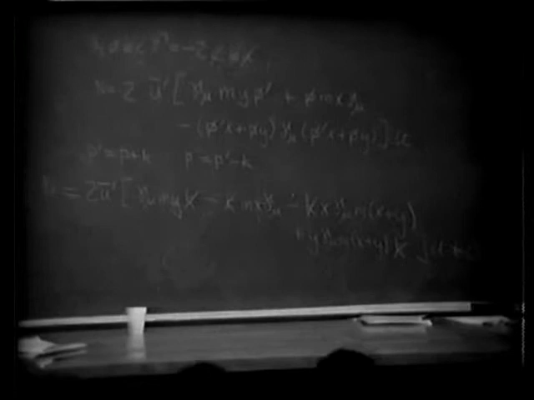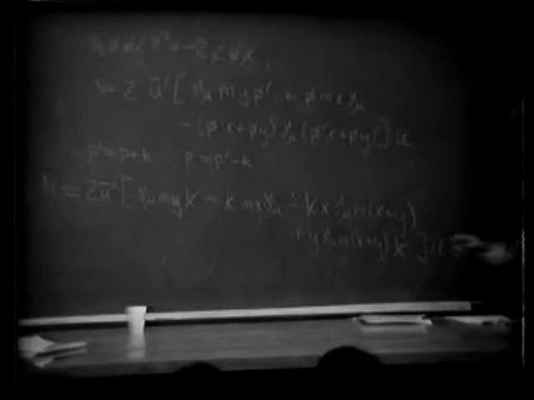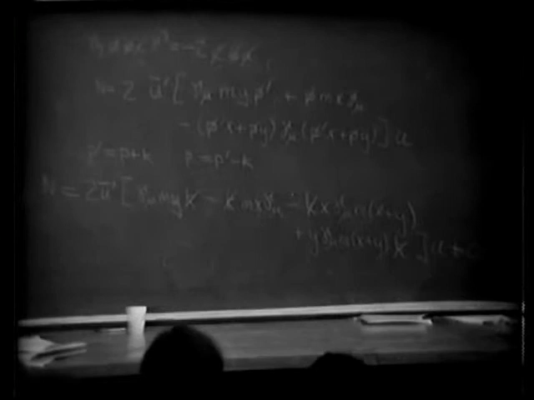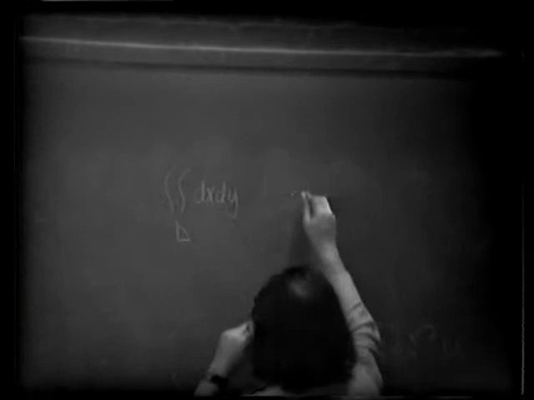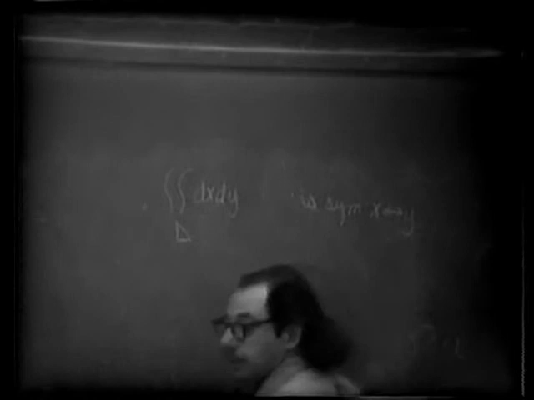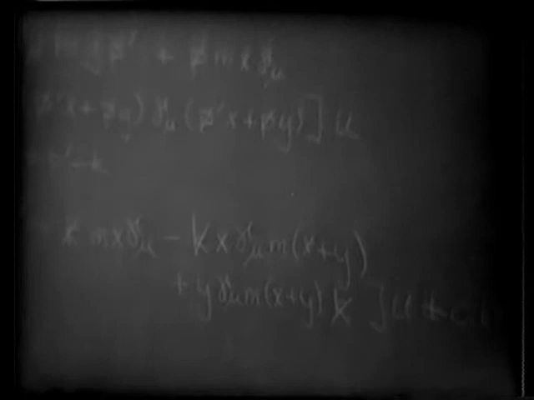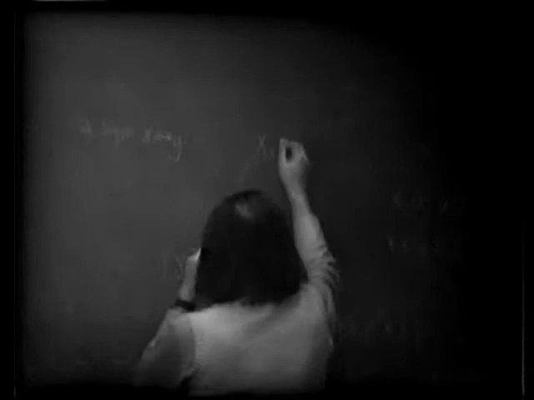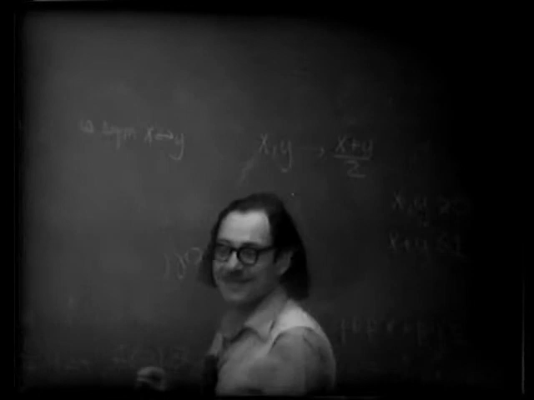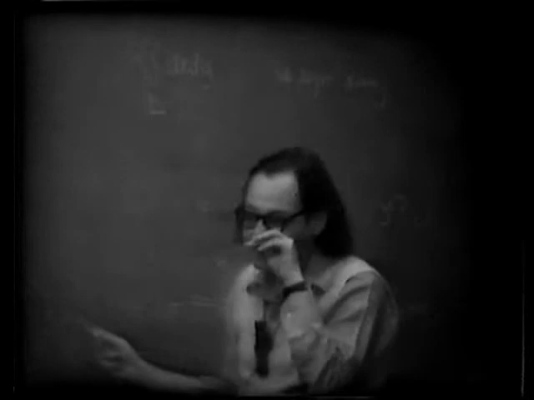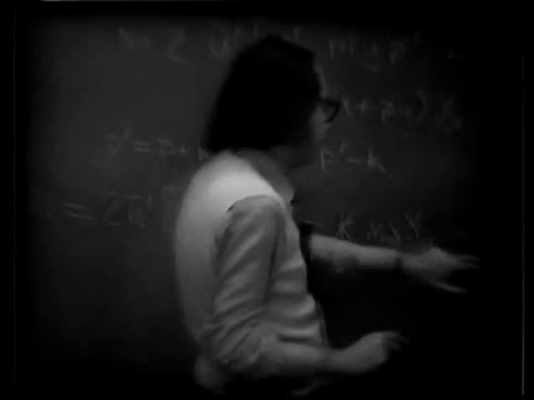Now, we can simplify things in one fell swoop by making the following observation. The integral dx dy over the triangle is symmetric under the interchange of x and y. The denominator is symmetric under the interchange of x and y. This factor here is symmetric under the interchange of x and y. Therefore, to symmetrize the integral, we might as well symmetrize the integrand since we're integrating over a symmetric region. So we can uniformly replace either x and y by x plus y over 2. That's just adding the integrand at x to the integrand at y. Okay, here and here and here.